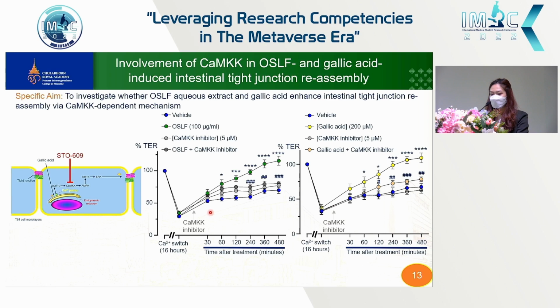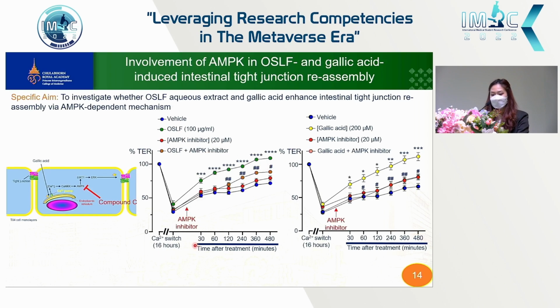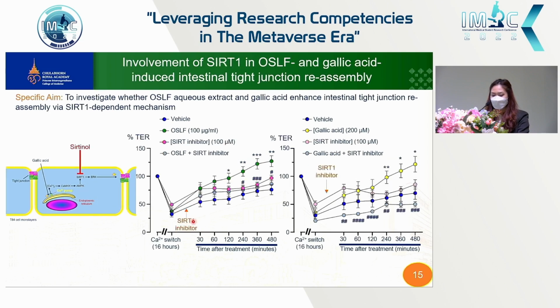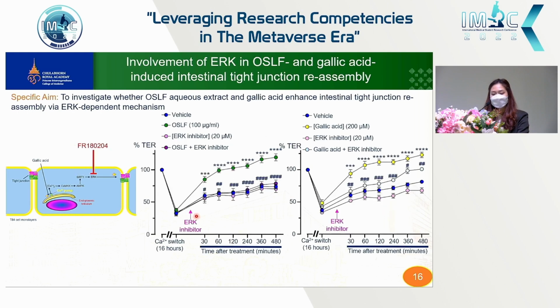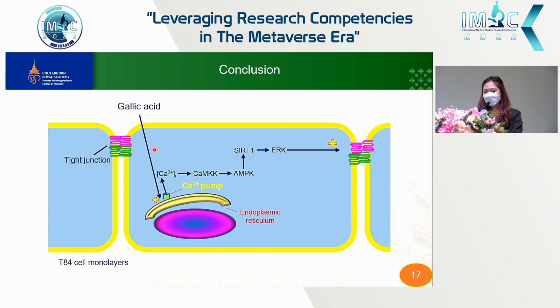A CAMKK inhibitor was used, and we found that it can abolish the OSLF and gallic acid intestinal tight junction reassembly. An AMPK inhibitor was used and produced a similar effect as the CAMKK inhibitor. A SIRT1 inhibitor can also inhibit the gallic acid effect and the OSLF effect. Finally, we wished to see if ERK is also involved, and we found that an ERK inhibitor can also disrupt the OSLF effect and gallic acid effect as well. So now we know that gallic acid increases intracellular calcium via CAMKK, AMPK, SIRT1, and ERK. Therefore, this correlates with my hypothesis.